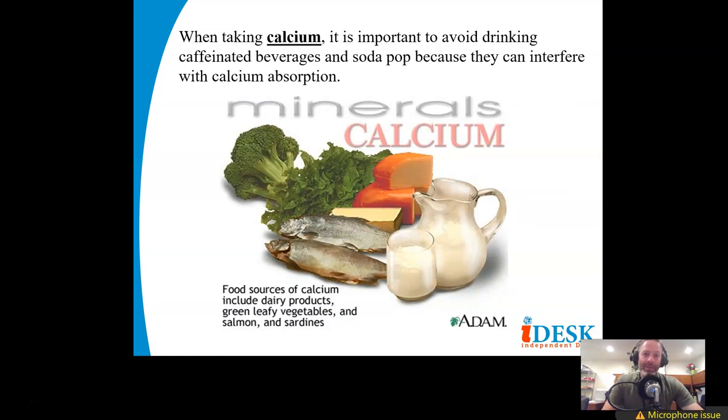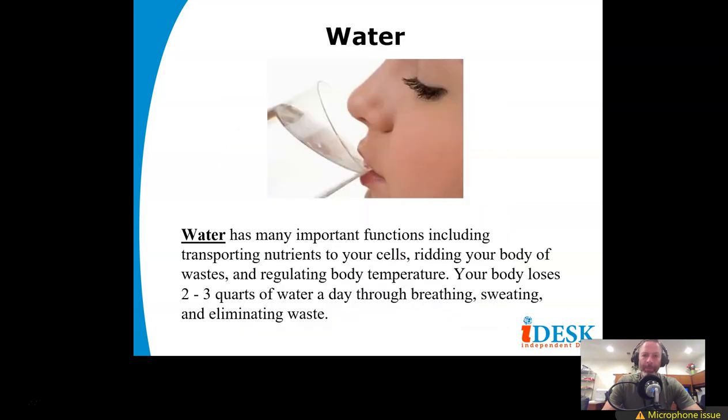When taking calcium, it is important to avoid drinking caffeinated beverages and soda pop because they can interfere with calcium absorption. So you might be taking all this calcium, but the soda pop or the caffeinated beverages can interfere with its absorption in your system.